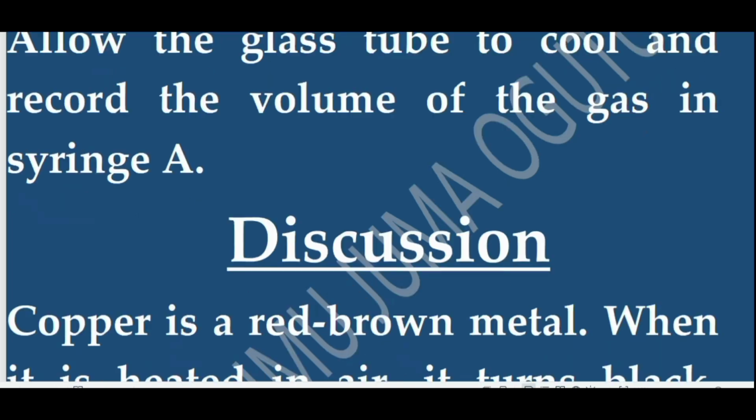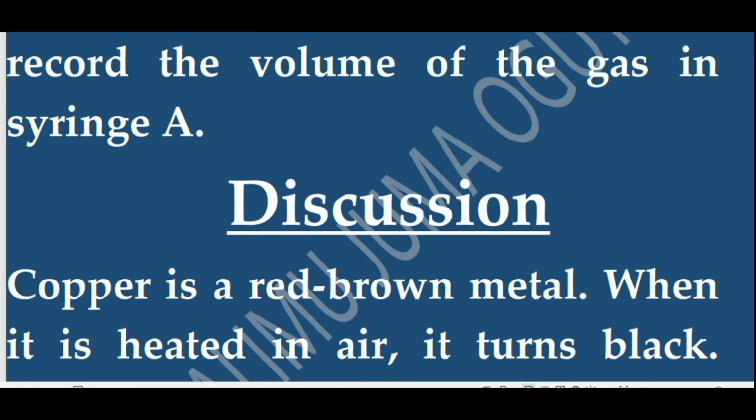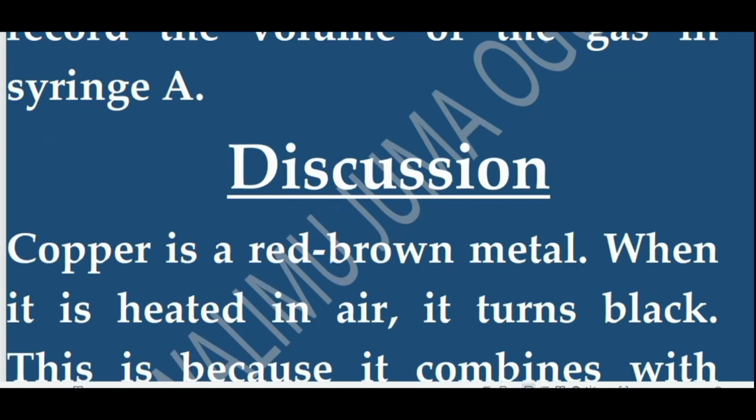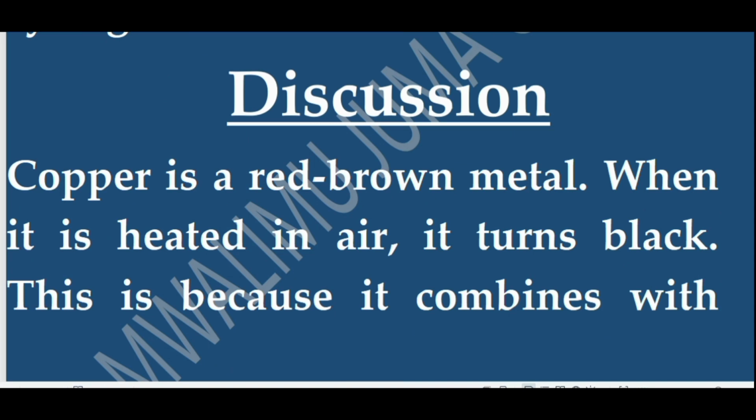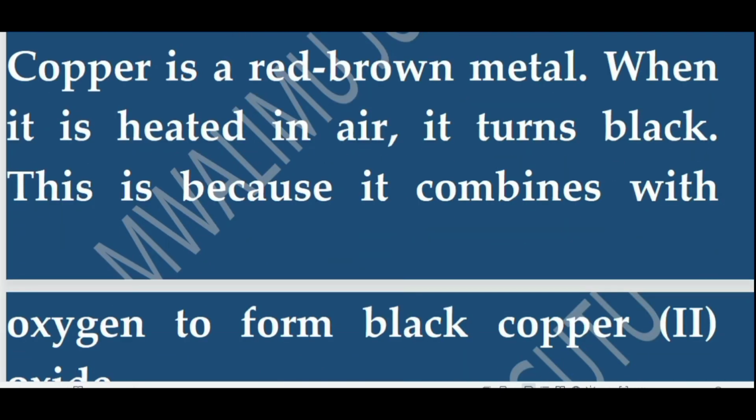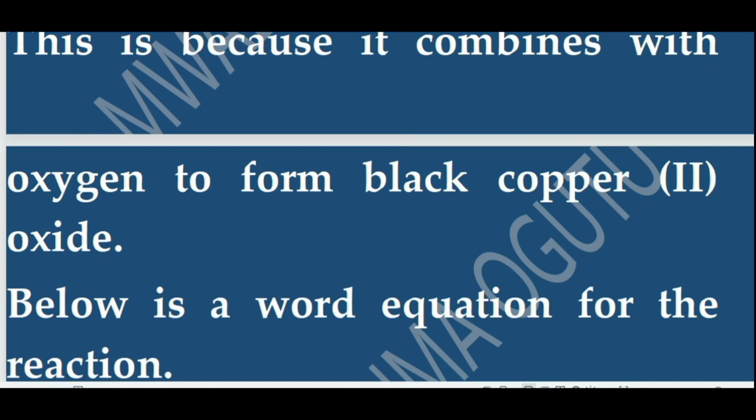Copper is a red-brown metal, and when it is heated in air, it turns black. This is because copper combines with oxygen to form black copper 2 oxide.